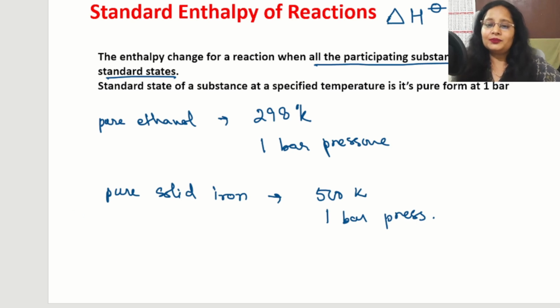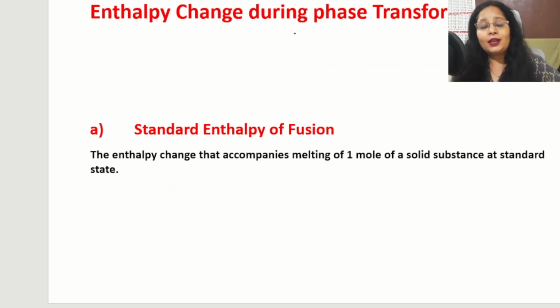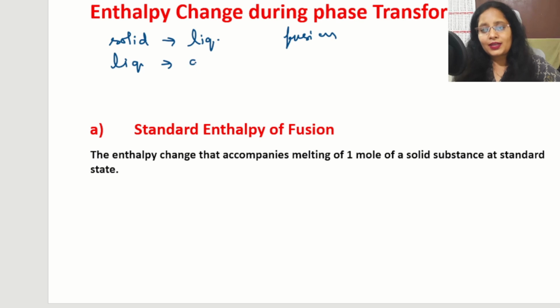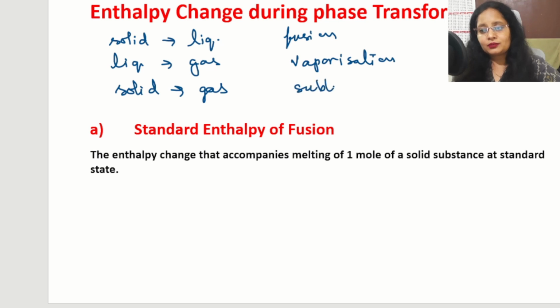So don't get confused. Let's go to the next point, enthalpy change during phase transformation. Now what is phase transformation? Phase transformation means a change from solid to liquid. It is called fusion. Or from liquid to gas, it is called vaporization. Or one more is solid to gas directly, it is called sublimation.